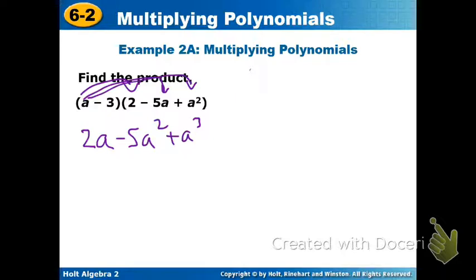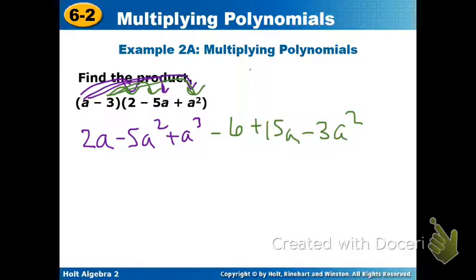Negative 3 times 2, negative 6. Okay, so what's the negative 3 times the negative 5a? Positive 15a. Negative 3 times the a squared, negative 3a squared. Yes, very good. You combine like terms. So we are ready to combine like terms. Okay, what is our highest exponent? 3. We have an a cubed. So it goes first.